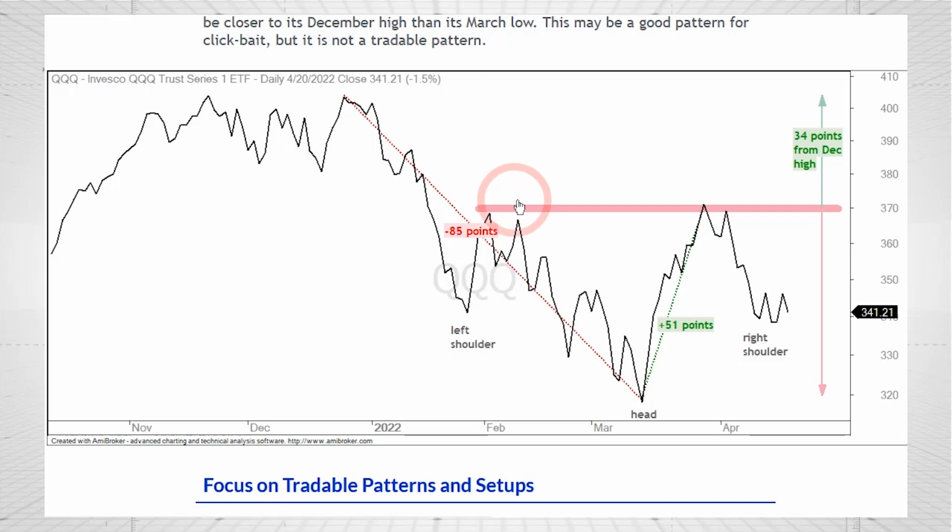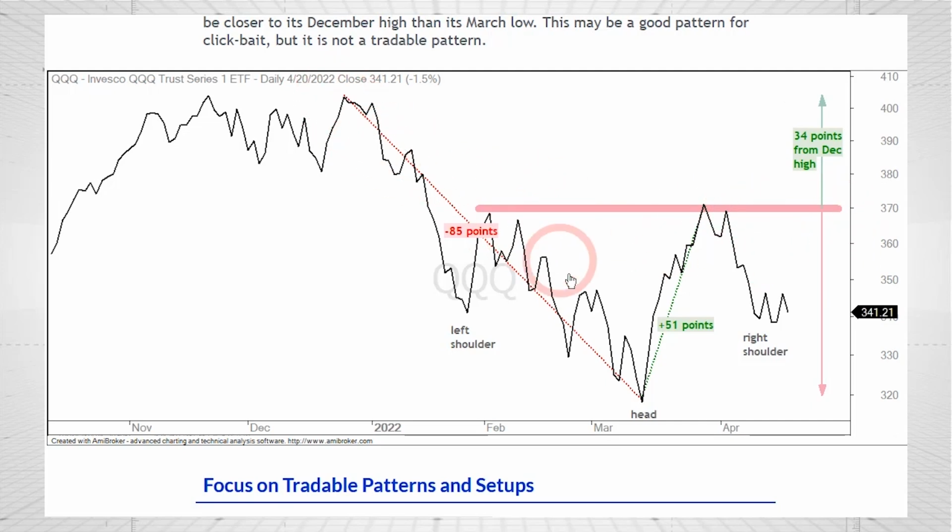So basically, you're probably going to be hearing about this inverse head and shoulders. You've got the left shoulder, the head, and now we've got this decline that might be forming the right shoulder. And if you get a break above 370, that confirms the pattern. That's the neckline.